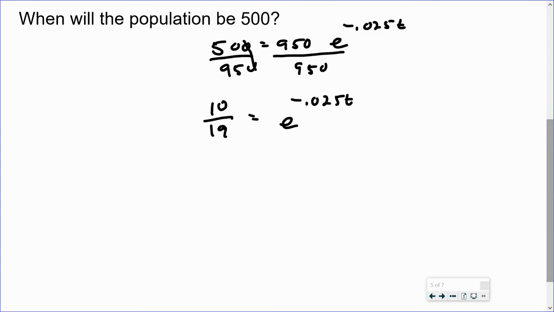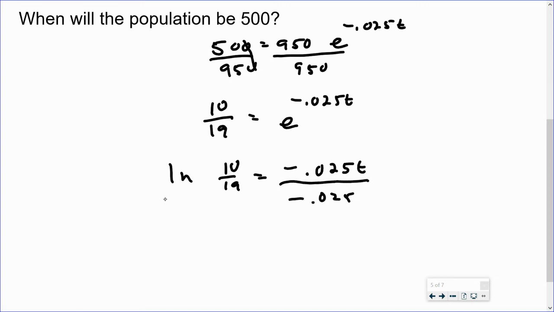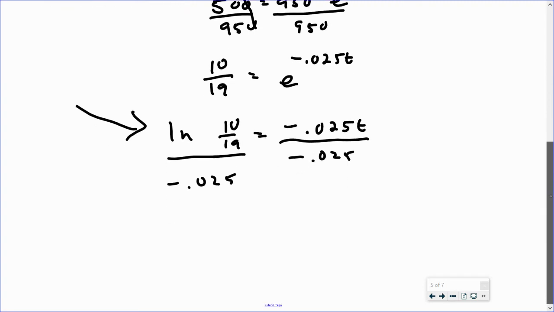Okay, now it's time for me to change this. So the natural log of 10/19 is equal to negative 0.025t. All right, I got to get rid of this, so I'm going to divide both sides by negative 0.025. Remember, the natural log of 10/19 is just a number.